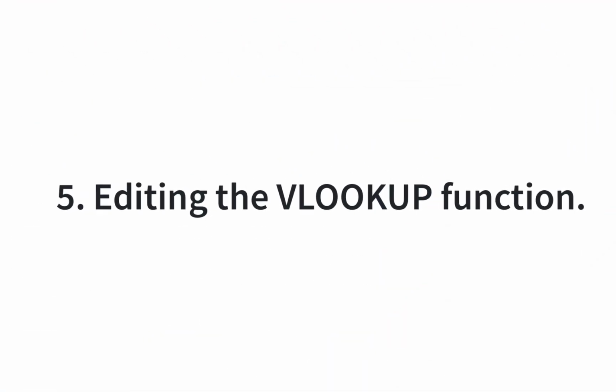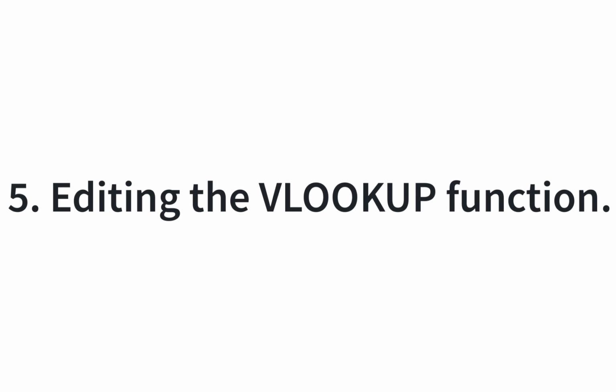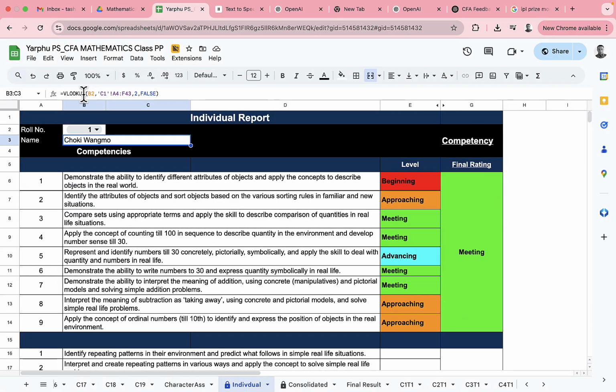5. Editing the VLOOKUP function used in the individual report. The VLOOKUP function searches for a value in the first column of a table and returns a value in the same row from a specified column. When the roll number of a learner is selected, the function extracts the data from the specified column.